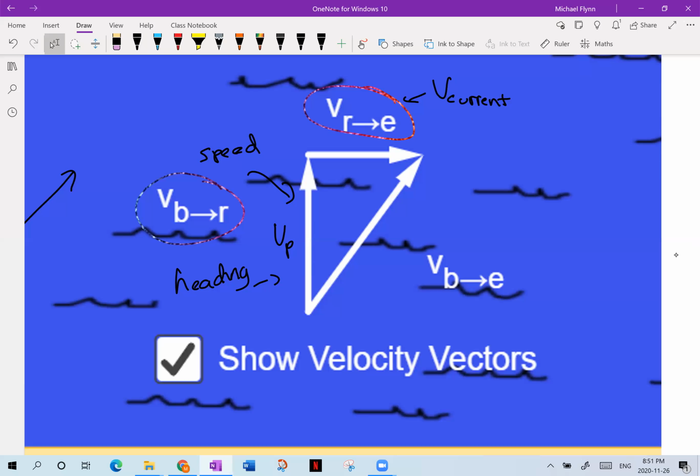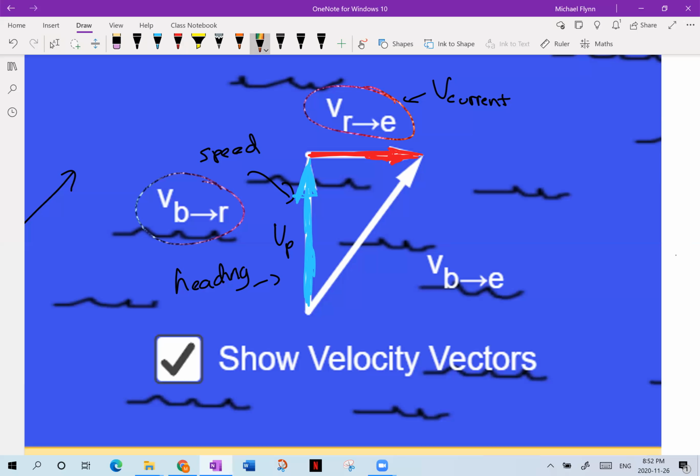Now, this last vector here, let me color the pilot one blue. So this blue one you control. You point your boat, you set your throttle, you control the length and the direction of this vector. The current I'm going to color red. You have no control over this. Nature controls this one. This is the current, or if you were an airplane, it's the wind.